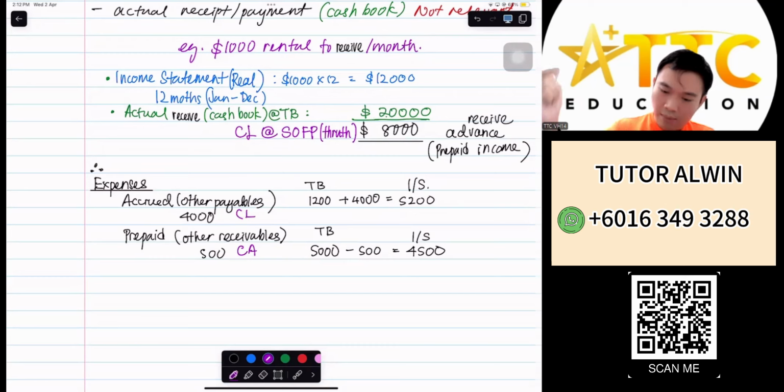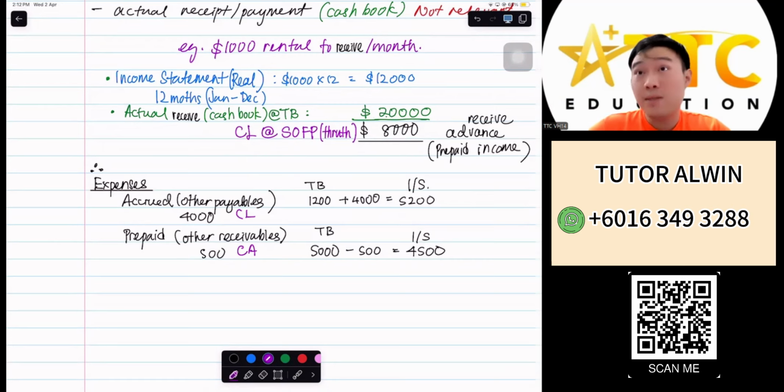Other payables will be current liability. There you go, because it's something to do with the future. It's like you're giving a deposit. You can say it's something like a deposit. You pay something in advance, related to the future. So you don't want it, and you need to throw it away.